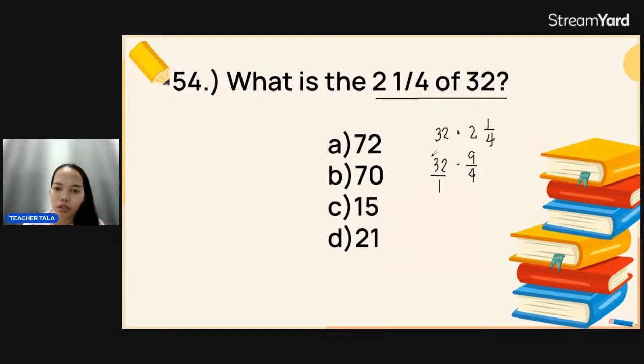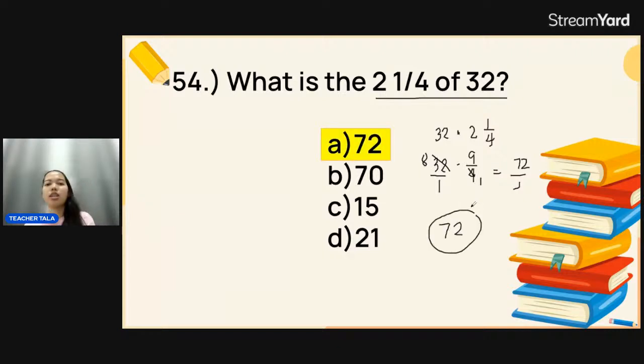Now let us cross cancel. So their GCF is 8, so this is 4. I know, their GCF is 4. I'm sorry. Both can be divided by 4. So this will become 8. Tsaka si 4 divided by 4 magiging 1. So 8 times 9 is 72 over 1. The answer is 72. Letter A.